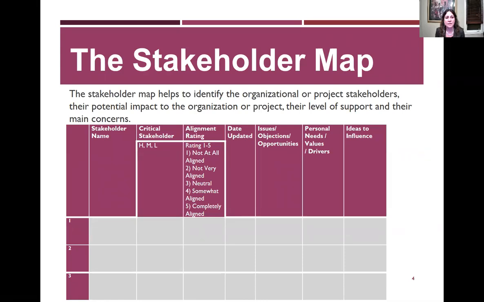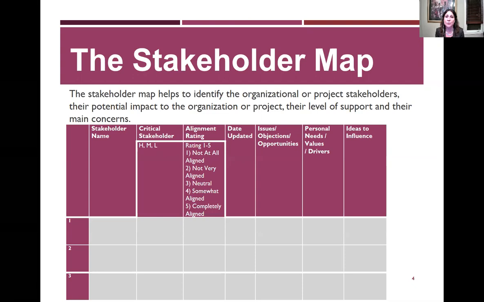Then taking a look at the alignment, you can rate them from 1 to 5. Maybe number 1, they're not at all aligned. Number 2, they're not very aligned. 3, they're neutral. They just don't have an opinion one way or another, and they could easily move one way or another, depending on whether they are presented with concerns or whether they're presented with benefits and impacts. Number 4 would be that they're somewhat aligned. Number 5, they're completely aligned.